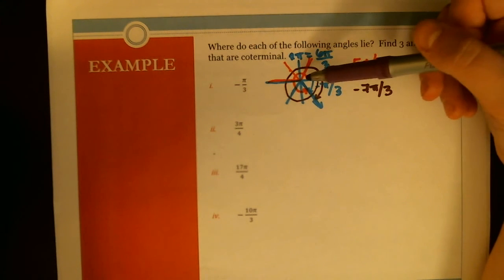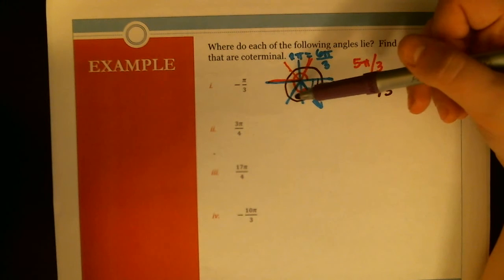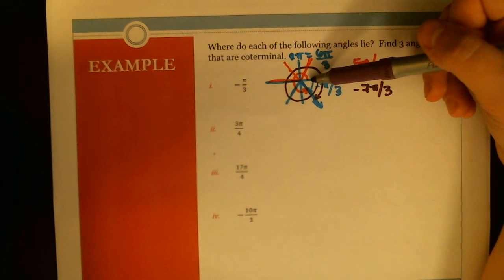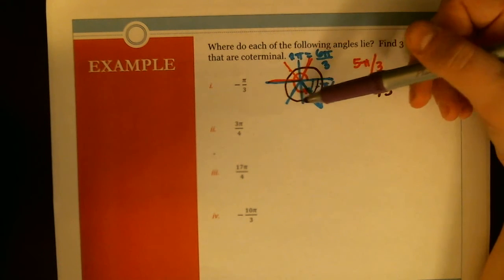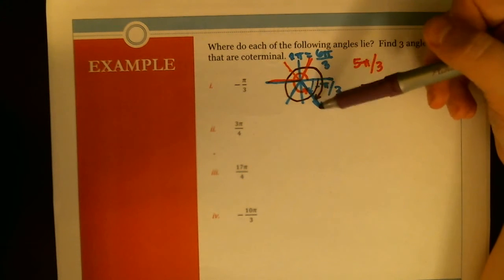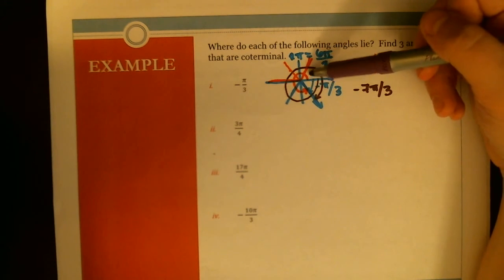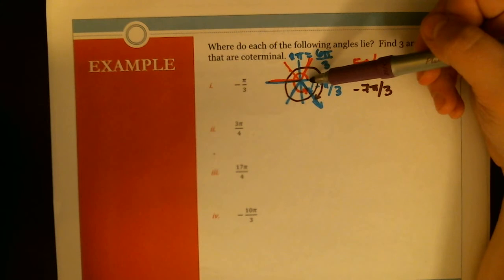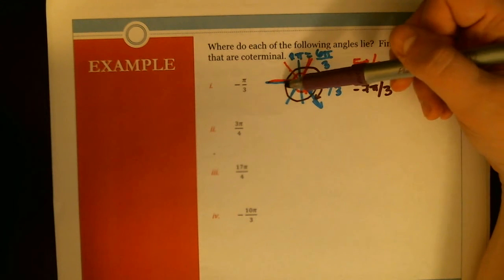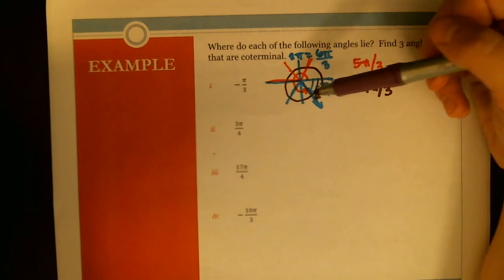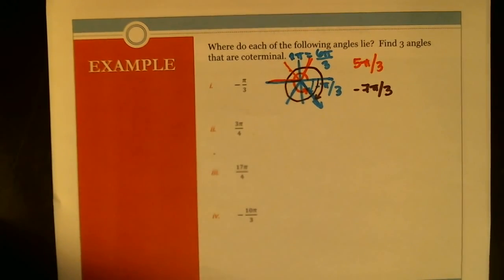I don't have any more colors, but we could go all the way around the positive direction and then an additional 5 pi over 3 to land here. So that would be 6 pi over 3 to get all the way around, and then 7, 8, 9, 10, 11 pi over 3 to land back here.